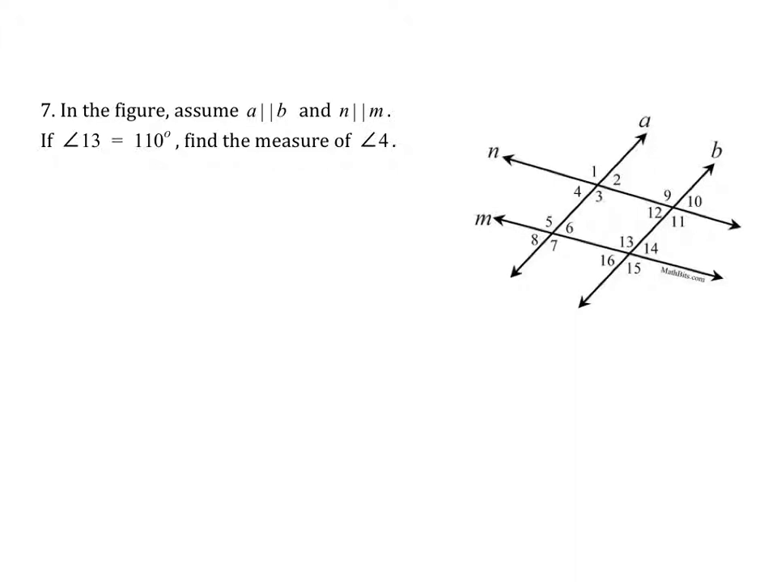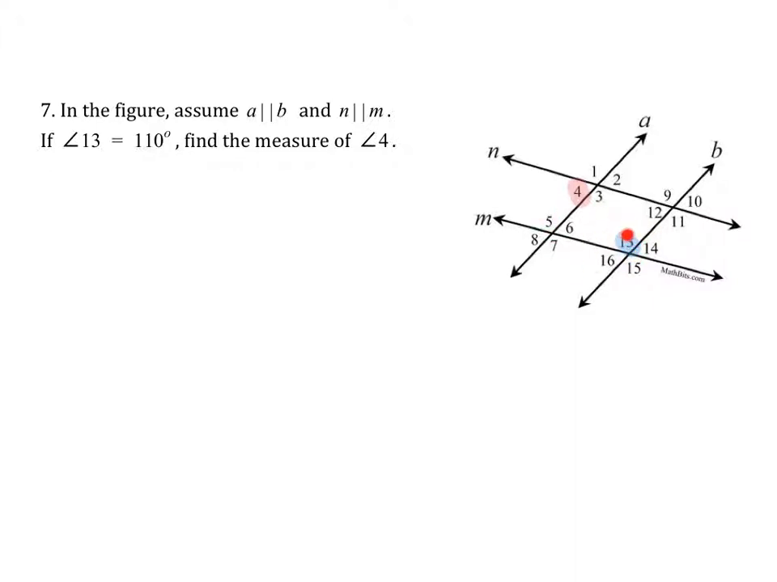All right, in this picture, this is the same figure we used before. So we have the two sets of parallel lines. They tell us that angle 13 is 110 degrees, and they want to know what angle 4 is. So there's no direct relationship between 13 and 4, but we can kind of work our way over.